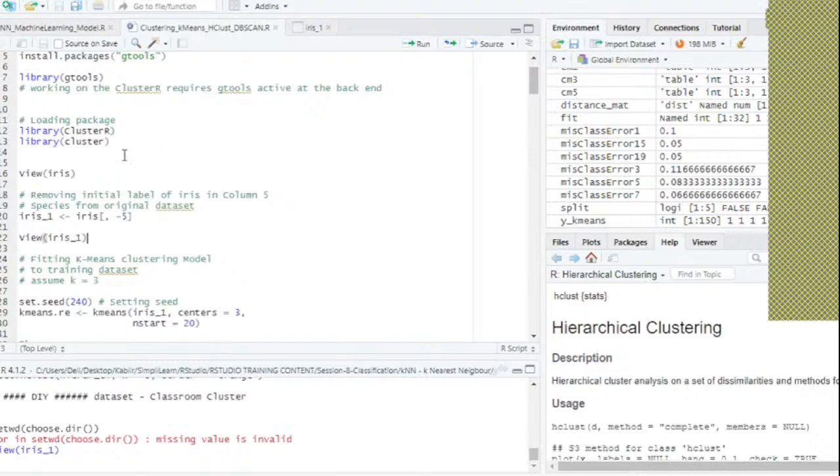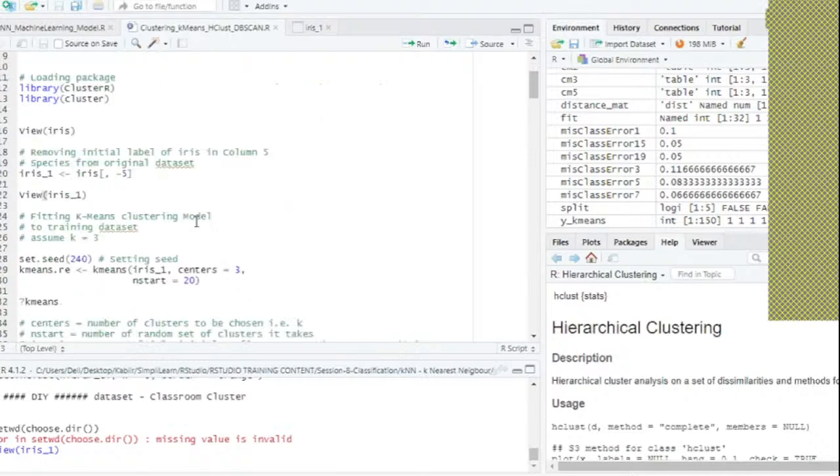Okay, now K means clustering. I assume that I have to divide it into three clusters, and I set the seed at 240, and I apply the clustering. K means clustering on the entire iris data, right? This time I'm not dividing it into test and train. I'm just applying it on the entire data set.